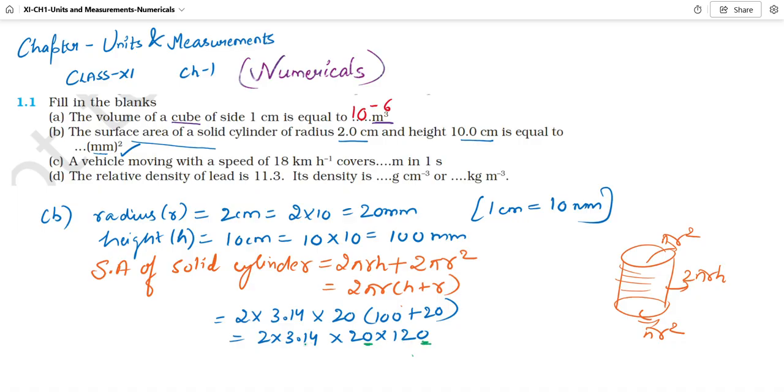With the help of this, when 3.14 is multiplied by these two zeros, the decimal point will be removed, shifted by two places. So our calculation becomes 2 into 314 into 2 into 12, right? Now 2 into 2 is 4, and 12 into 4 is how much? 48.